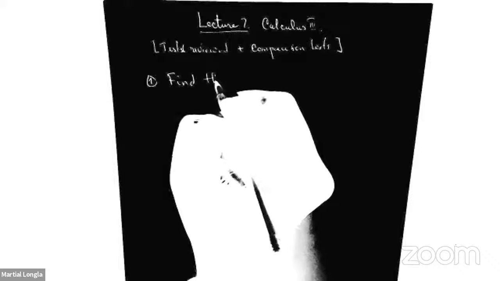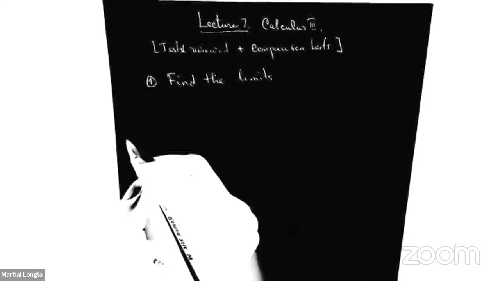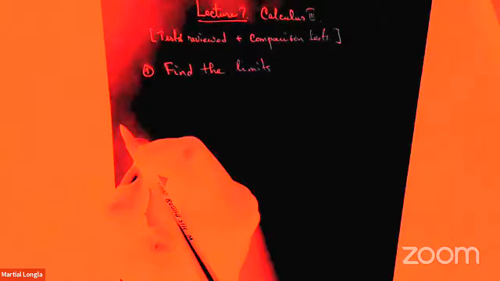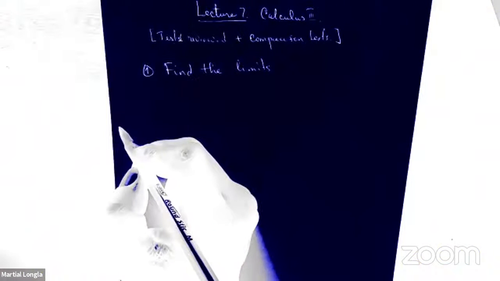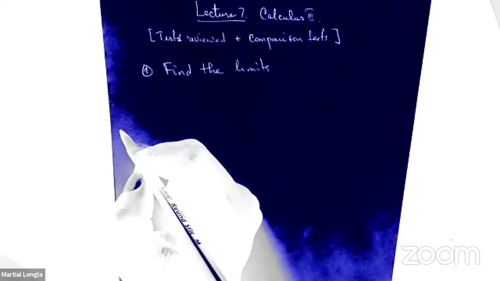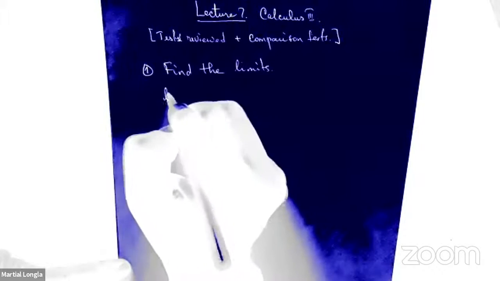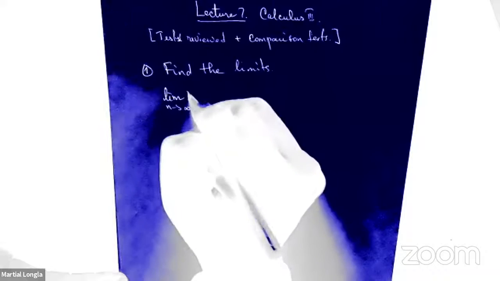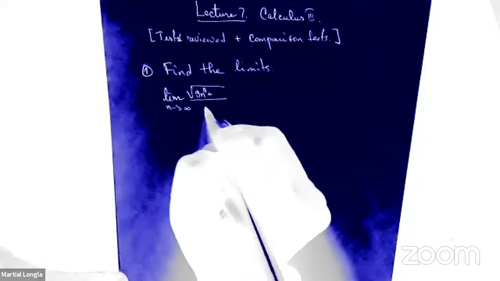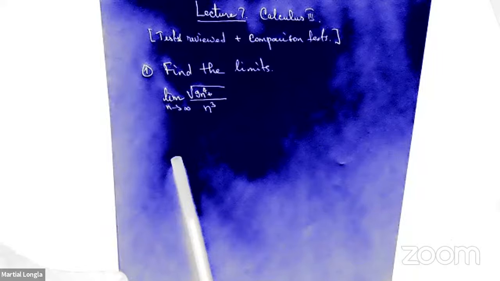And so one was find the limits, and so we had limit as n goes to infinity of square root of 9n to the fourth plus something, divided by n cubed, and that was plus something, plus 2.